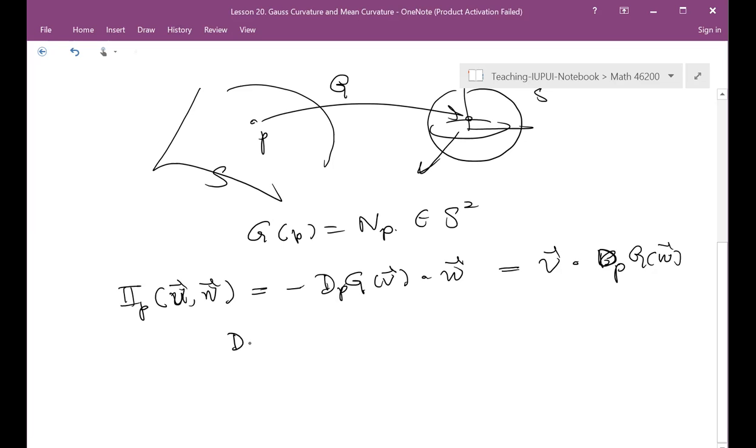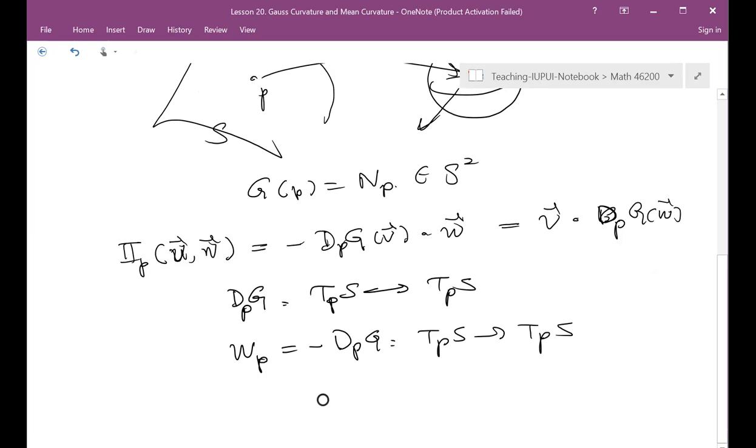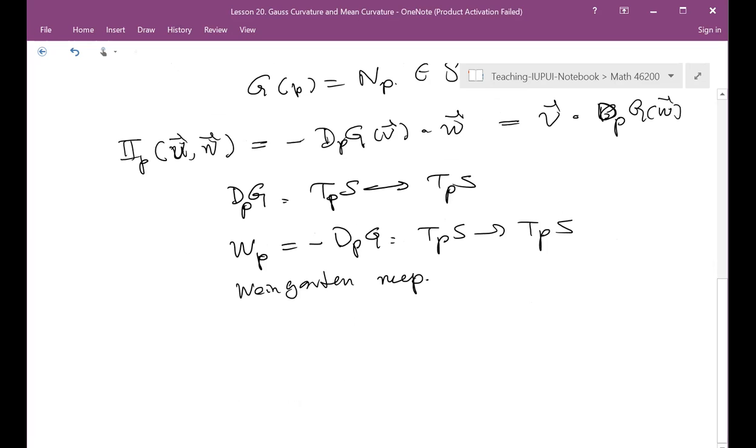The differential of the Gauss map can be viewed as a map from the tangent plane to the tangent plane. So W_p is going to be negative dN_p. You can call it the negative differential of the Gauss map, or the Weingarten map. So this is a linear map. Based on the above identity, W_p with the standard vector inner product has this very important property.